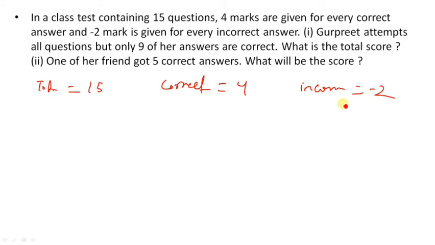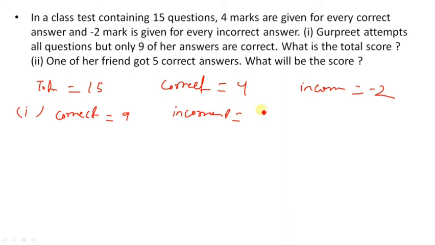Now we have 2 parts in this question. The first part is: Gurpreet attempts all questions. She attempted all the questions, but only 9 of her answers are correct. So now we will mark here number I, the first part. Correct answers are 9. So automatically what will be the incorrect answers? Total are 15, 9 of them are correct, so incorrect will be 6. 15 minus 9 is 6.